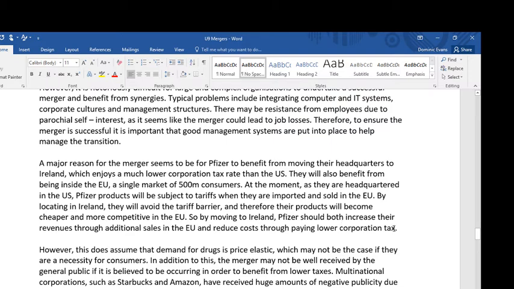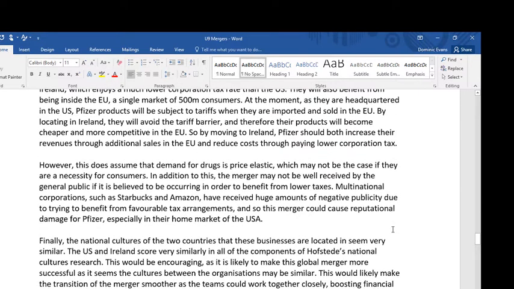paying lower corporation tax. So although I've not explicitly linked this to financial performance, it should be clear to the examiner that I'm continuing to analyse whether or not this merger will be successful by talking about increased revenues, lower costs, in other words, financial performance.